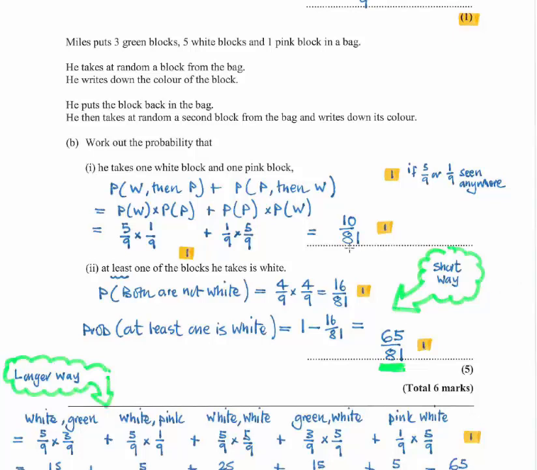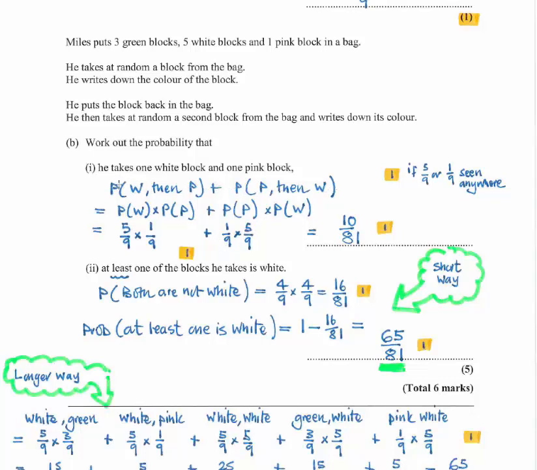Okay, well the answer to this is 10 over 81, and if you've got that, you've got 2 marks. If not, if there's anywhere where the marker can see 5 over 9 or 1 over 9, okay, then you will have a mark for that. Let's talk about how we get the answer. You can get 1 white block and 1 pink block in 2 ways. White then pink, and or pink then white.